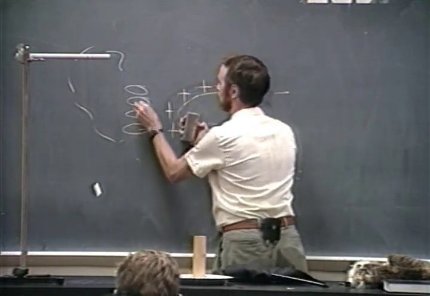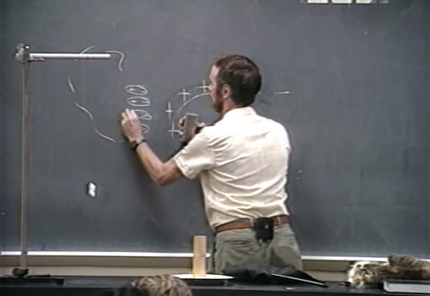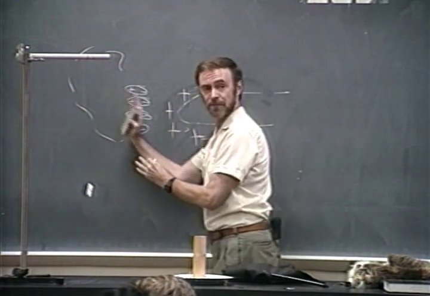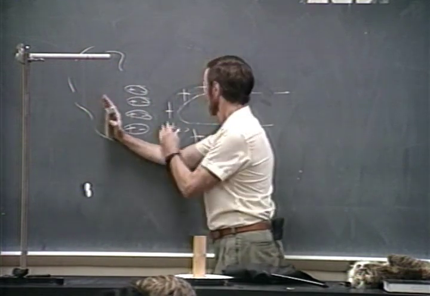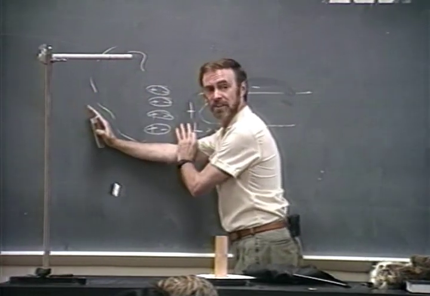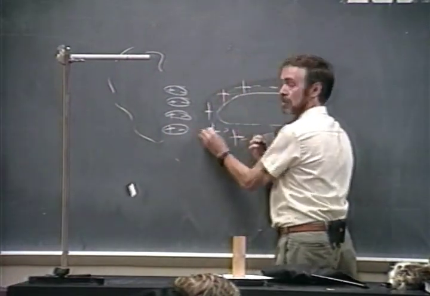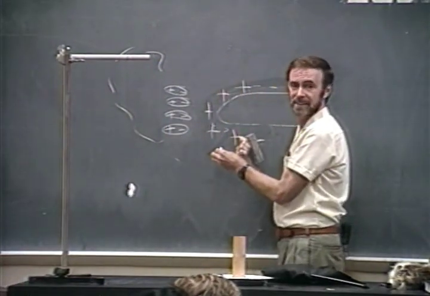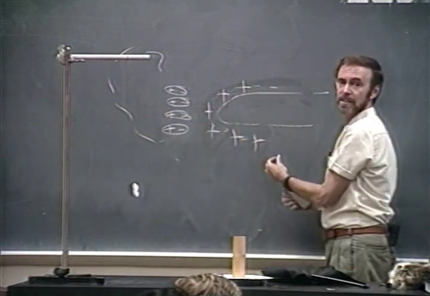The negative is pulled toward, the positive further away. And since the positive is further away, there's less repulsion and more attraction because this is closer. Closeness wins. And so what happens? The whole device comes over.